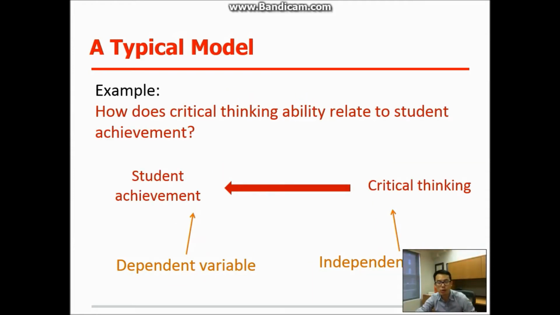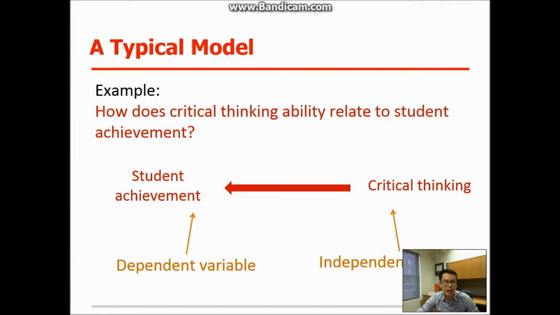So here I would like to show you an example differentiating between the dependent variable and independent variable. How does critical thinking ability relate to student achievement? In this context, the student achievement is dependent on critical thinking, or in other way, we could say critical thinking plays a role in changing the student achievement. Because the critical thinking is the cause and student achievement is the effect, we consider critical thinking is independent variable while student achievement is dependent variable.